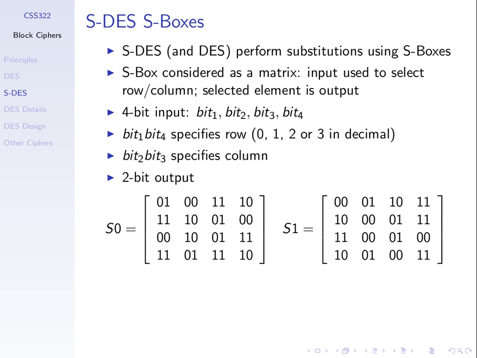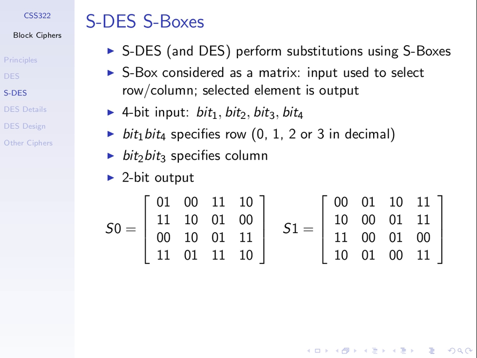We read it as a matrix. The input to the S box is used to select the row and column, and the selected element is the output. So we have a 4 by 4 matrix, 4 rows, 4 columns. And be careful here. We number the rows and columns starting from 0. Row 0, 1, 2, 3. Column 0, 1, 2, 3. That's the way to think of that matrix. We start at 0 with the numbering here.